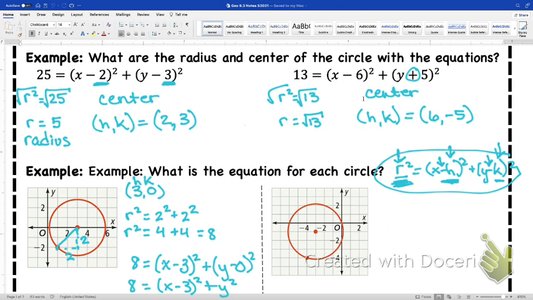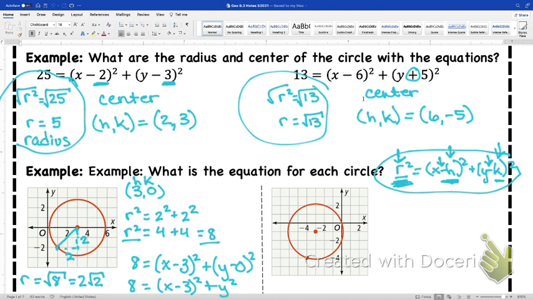Now, if I asked you just what r is, how would you find it? You have r squared is 8. So what's just r? It's the square root of 8, which is 2 square root of 2, just like we did up here. But that's not what I'm asking. I just wanted the equation.